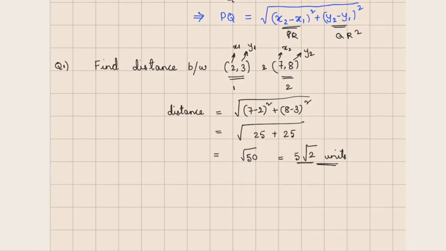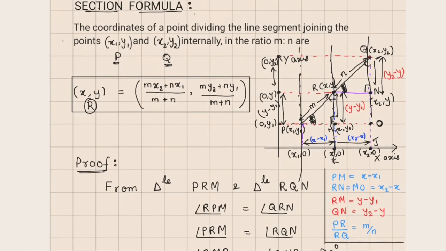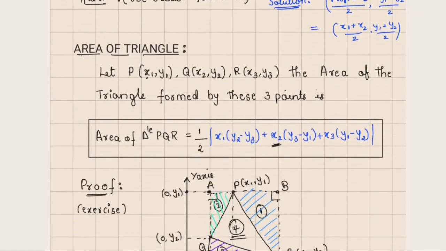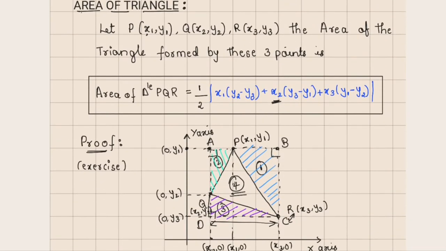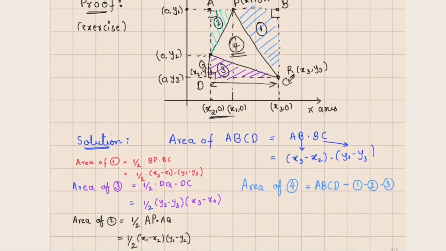The next thing is the section formula. We have also seen how we got this proof from similar triangles. The last thing is the area of a triangle when 3 points are given. This proof is given to you as an exercise.